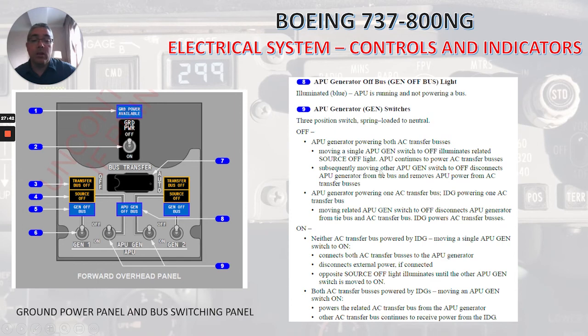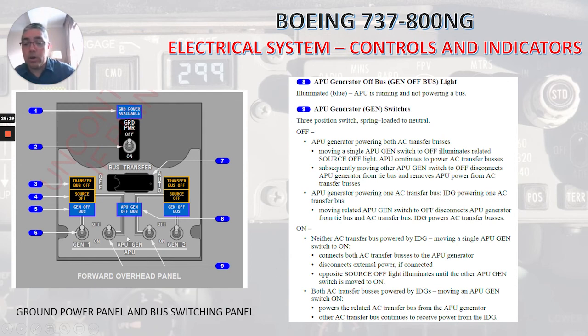Subsequently, moving other APU gen switch to off disconnects APU generator from type bus and removes APU power from AC transfer buses. APU generator powering one AC transfer bus, IDG powering one AC transfer bus. Moving related APU gen switch to off disconnects APU generator from type bus and AC transfer bus. IDG powers AC transfer bus.